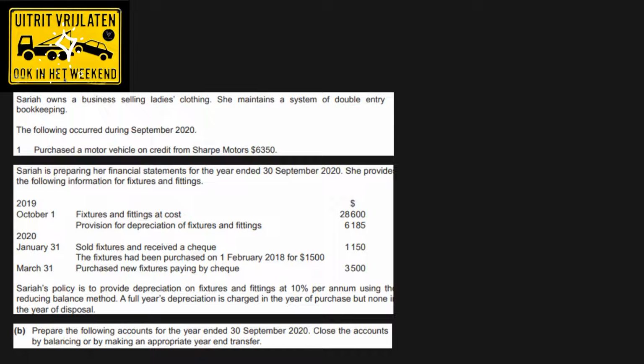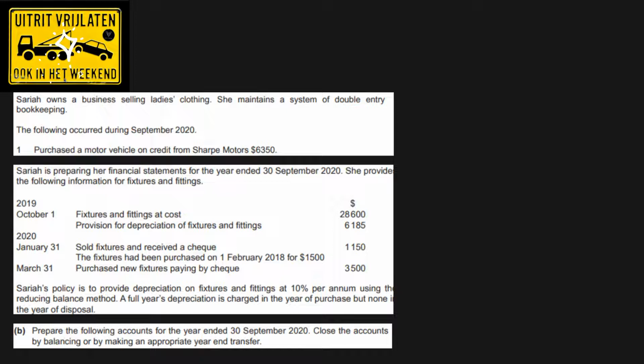Most importantly, they said their depreciation policy is to depreciate 10% using the reducing balance method. The question also mentioned that there are no depreciation charges in the year of disposal and they charge a full year's depreciation in the year of purchase. Now, as usual, before we can complete the T account, we would actually finish the working. So we will do the depreciation working.